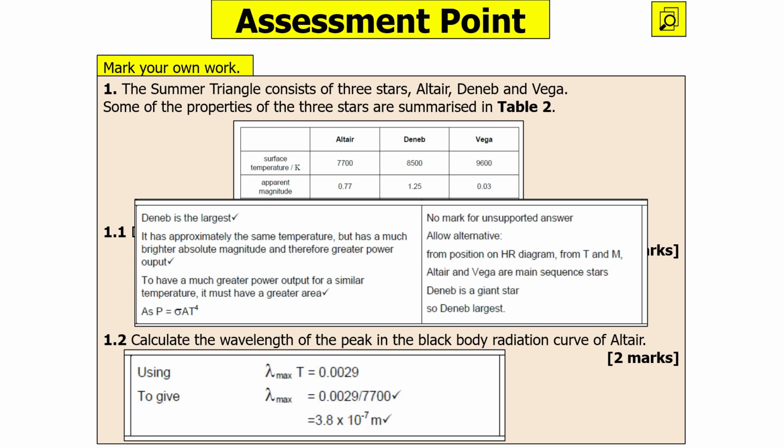Next one, once again, we're using the Wien displacement law. Lambda max times T equals 2.9 times 10 to the minus 3. We worked out to be 3.8 times 10 to the minus 7 meters.